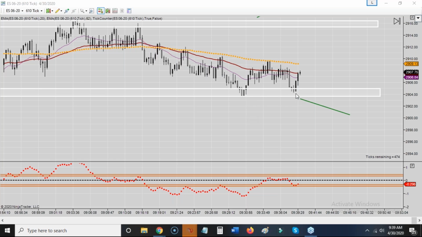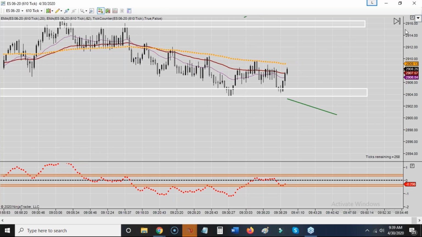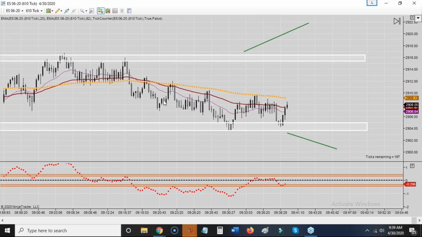Look at that. Again, it hit this area, did not break through it, still total indecision. Let's see what's going on, right? And that's really what it's about. It's about enjoying the process and being able to sit through this kind of movement. And that's a real challenge for a lot of traders.